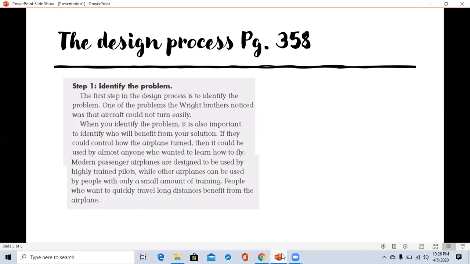When you identify the problem, it is also important to identify who will benefit from your solution. If they could control how airplanes turned, then it could be used by almost anyone who wanted to learn how to fly. Modern passenger airplanes are designed to be used by highly trained pilots, while other planes can be used by people with a small amount of training. People who want to quickly travel a long distance benefit from this airplane.